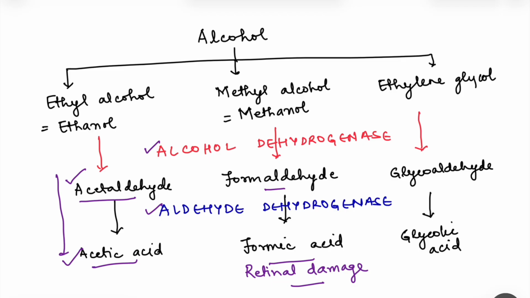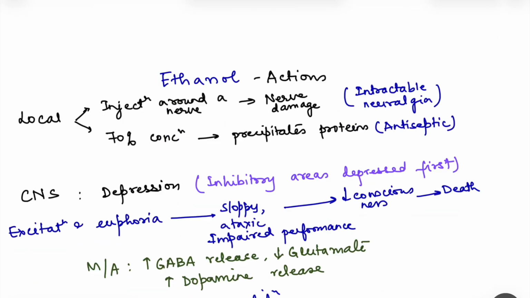Okay. Then ethylene glycol. Ethylene glycol is basically present in industrial solvents. It is an antifreeze and it is converted by alcohol dehydrogenase to glycolaldehyde and it is converted to glycolic acid by aldehyde dehydrogenase, and glycolic acid is further converted to oxalic acid. So it leads to acidosis and there is further damage that we are going to see later. So this concept should be clear that there are two enzymes, alcohol dehydrogenase and aldehyde dehydrogenase.